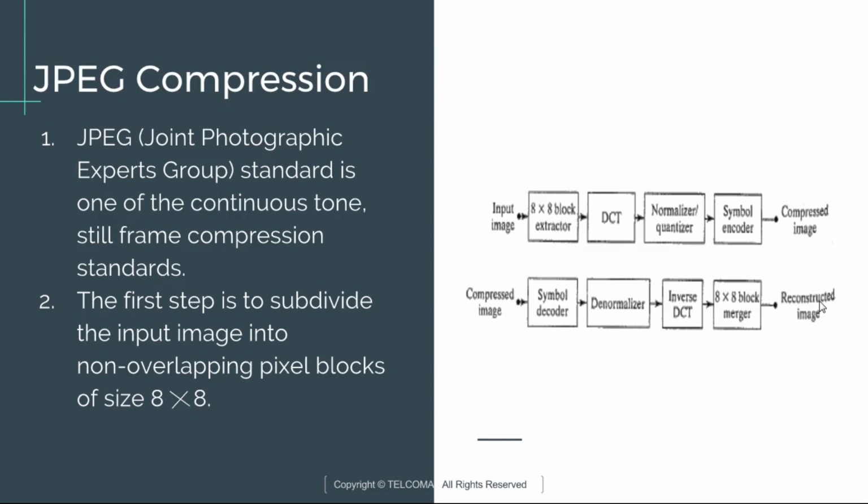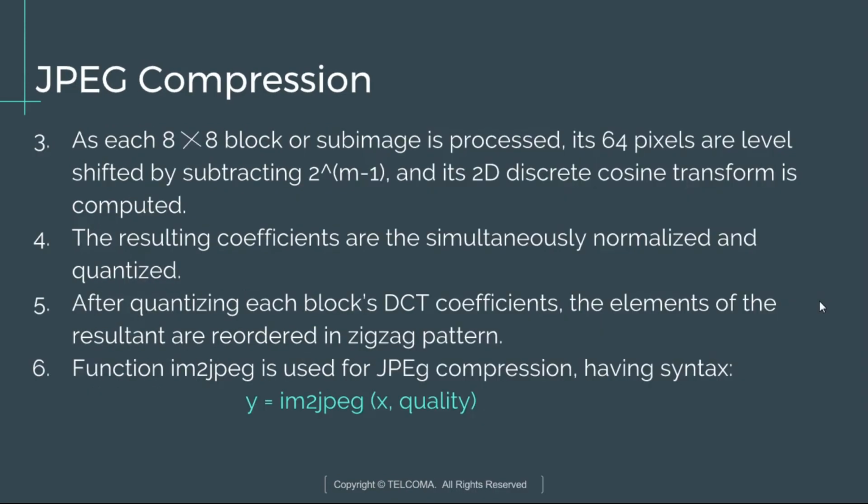Next is JPEG compression. JPEG stands for Joint Photographic Experts Group. It is a standard which is one of the continuous tone still frame compression standards. The first step is to subdivide the input image into non-overlapping pixel blocks of size 8x8. As each 8x8 block or subimage is processed, its 64 pixels are level shifted by subtracting 2 raised to the power m-1 and its 2D discrete cosine transform is computed. The resulting coefficients are then simultaneously normalized and quantized.